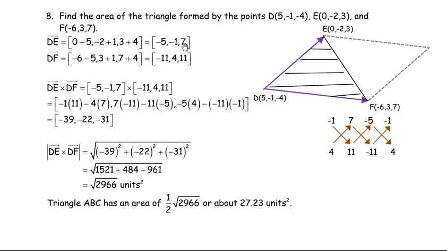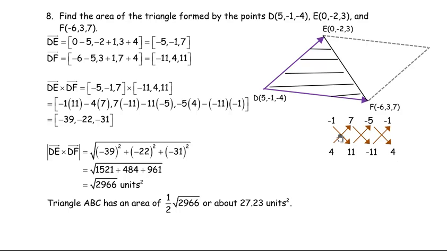And for the DF vector, so I'll go -6 minus 5, which is -11. 3 minus -1, same as 3 plus 1, so that's 4. And 7 take away -4, same as 7 plus 4, so that's 11. And so I'm going to take the cross product of those two vectors. So I'll start my little symbol down here, like I have previously. -1, 7, -5, -1. And then 4, 11, -11, 4.